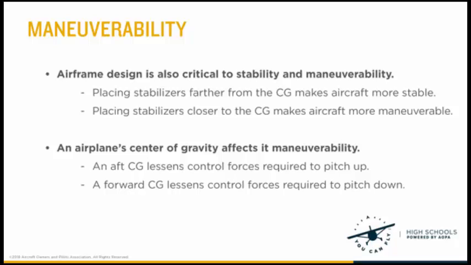An aft CG lessens the control force required to pitch up, but requires additional force to pitch down. An aft CG also decreases the rudder force required to yaw the aircraft, improving lateral maneuverability. CG location has a negligible effect on roll state. So a forward CG requires a greater control force to yaw the aircraft, reducing lateral maneuverability. A forward CG also lessens the control force required to pitch down, but requires additional force to pitch up.